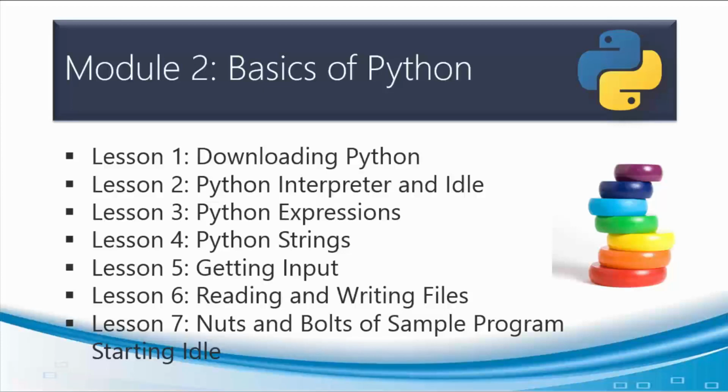Lesson 7 is the nuts and bolts and starting the IDLE. In this lesson I will explain the actual interface itself, what each line means. So I'm going to open up a sample program and I'm going to demonstrate various parts of the program. For instance, there may be certain code that may be in a different color, for example, or that performs a certain function. So I'll explain to you what those elements are so you get familiar with the interface itself, which is called the IDLE within Python.